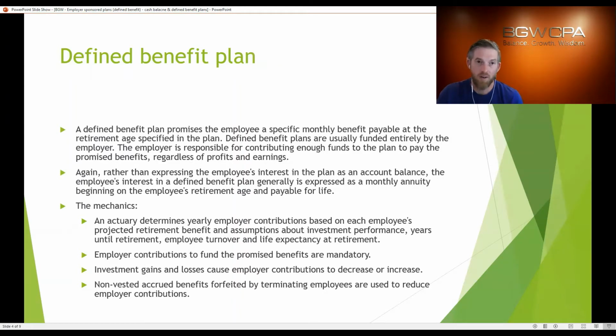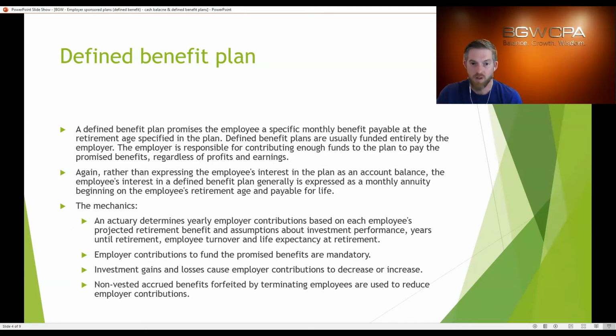So let's take a look at the mechanics. Actuaries are required when using a defined benefit plan. The actuary will determine the yearly employer contributions based on each employee's projected retirement benefit and assumptions about investment performance, years until retirement, employee turnover, and life expectancy at retirement.